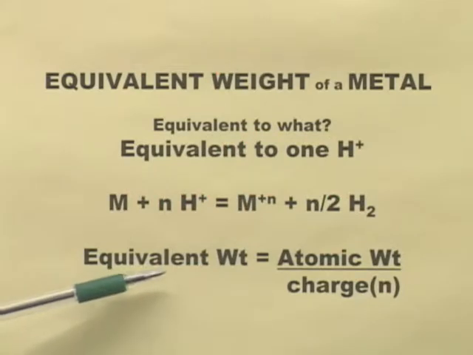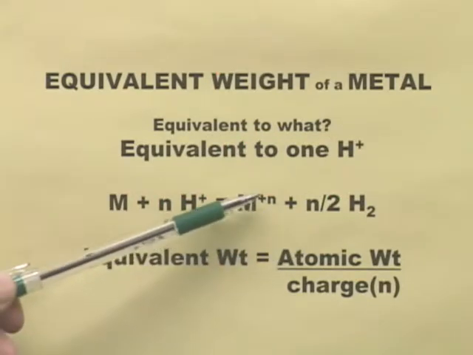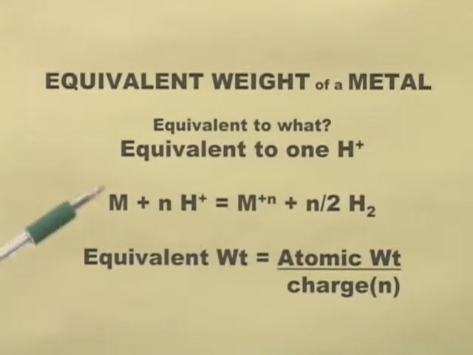Now, the relationship of an equivalent weight with atomic weight is fairly simple. The equivalent weight is simply the atomic weight divided by the charge of the ion which is formed in the reaction with acids. Let's look at an example of the metal reacting with hydrogen ion.